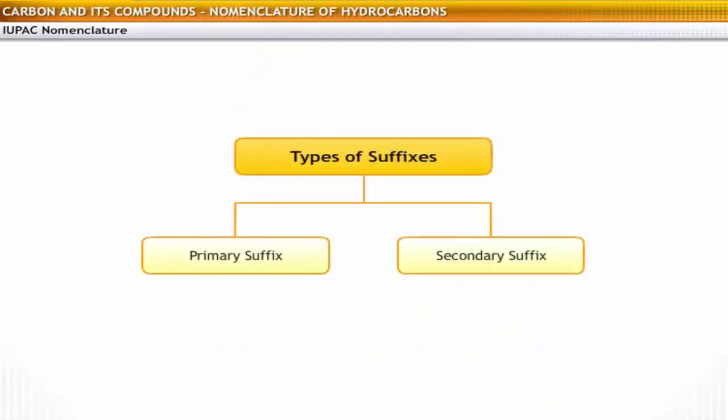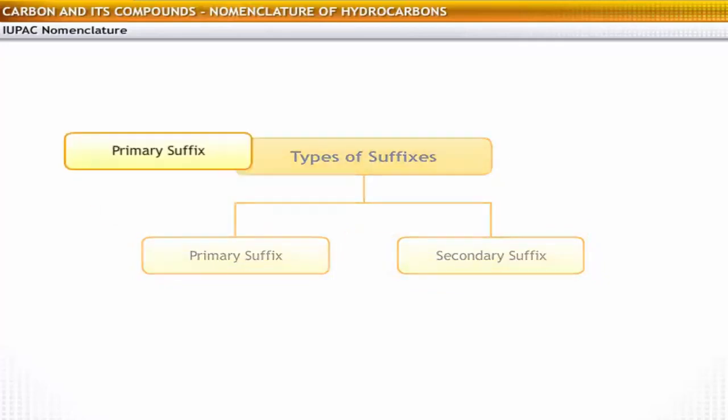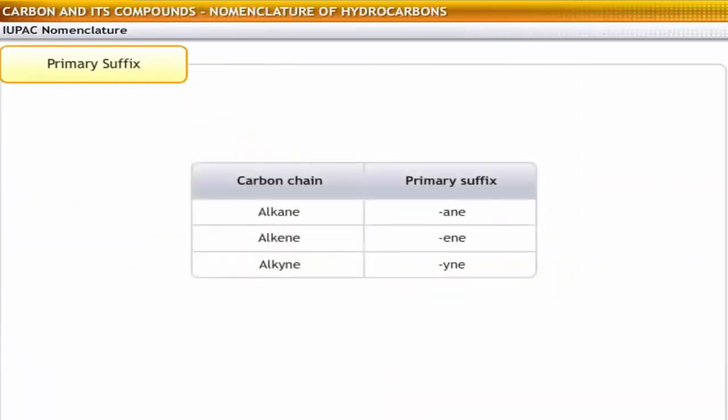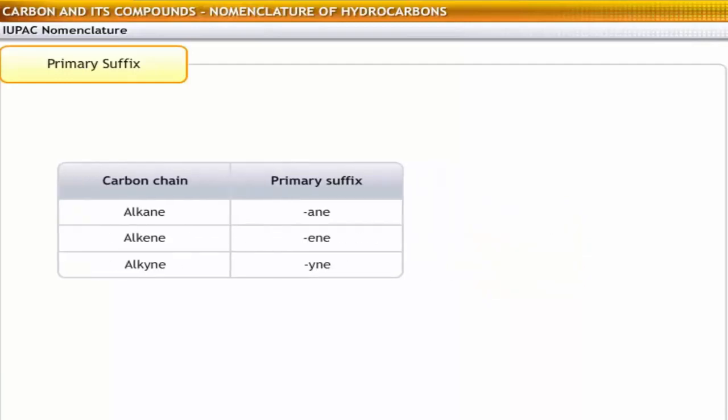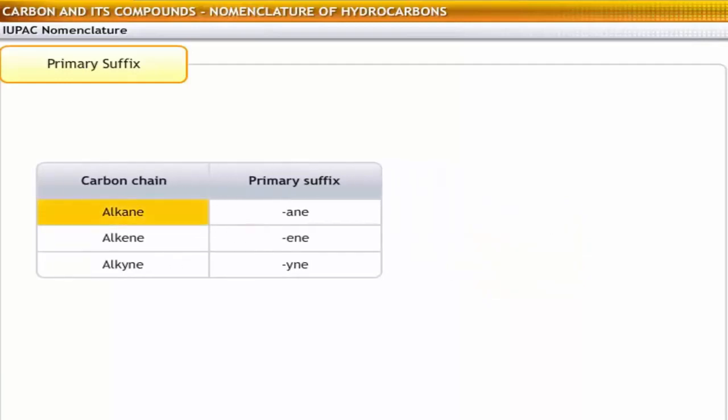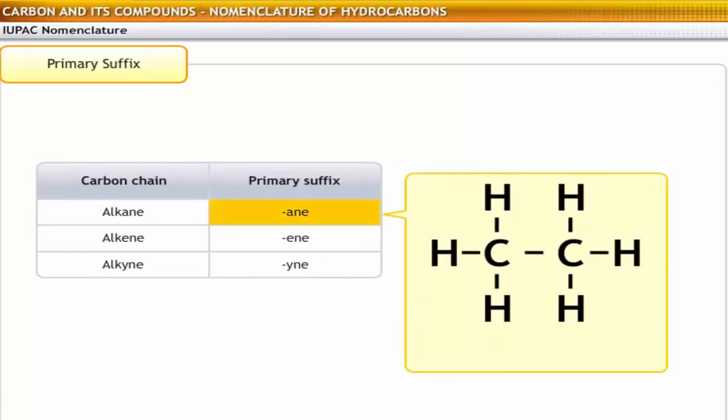The phrase which indicates the nature of a functional group in the molecule is called a suffix. There can be 2 types of suffixes, primary and secondary. A primary suffix is added to the root word to indicate saturation or unsaturation in the carbon chain. Hydrocarbons that contain double and triple bonds are known as unsaturated hydrocarbons. For saturated hydrocarbons, the primary suffix -ane should be added.